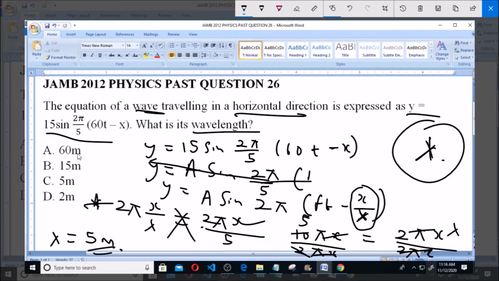So the wavelength lambda is equal to 5 meters, and 5 meters is C. So that is the correct answer to this question.